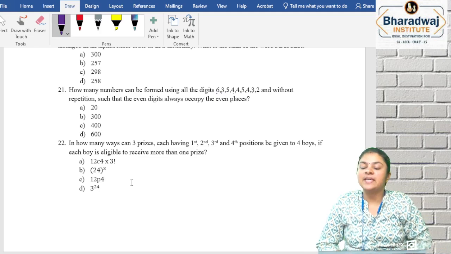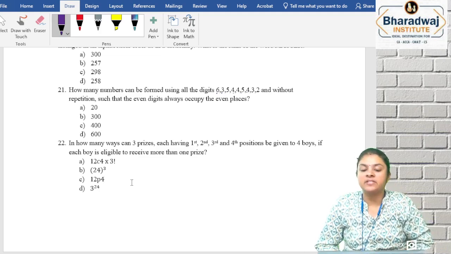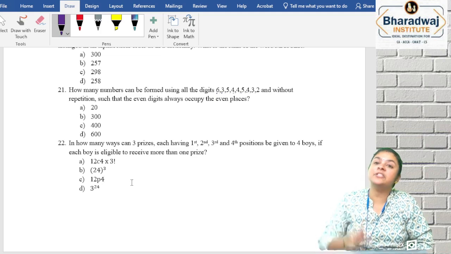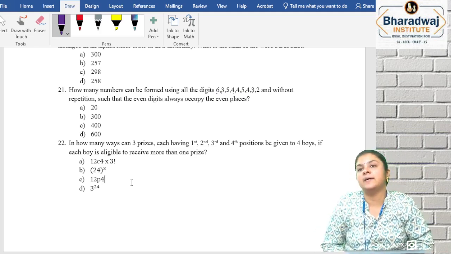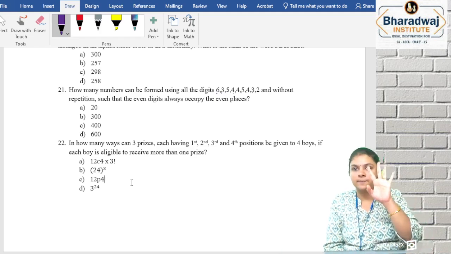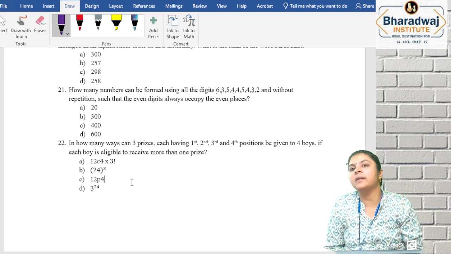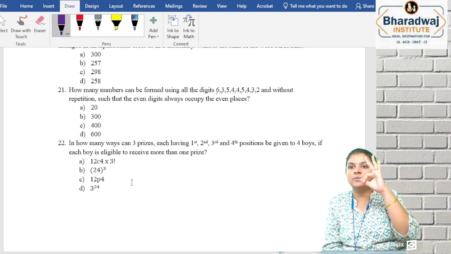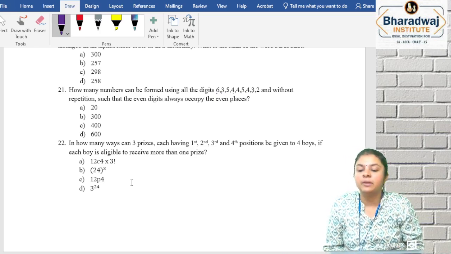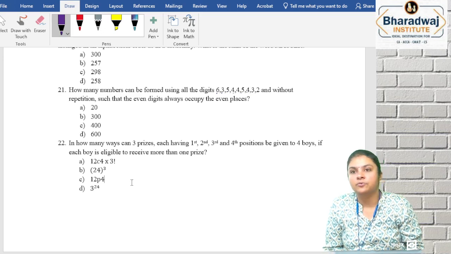In how many ways can 3 prizes, each having first, second, third position, be given to 4 boys, and each boy is eligible to receive more than 1 prize? 4 boys, 3 prizes. So 1 boy can receive more than 1 prize. That is the repetition rule. So for one boy, how many prize options are there? 3 options. So 3 to the power 4.